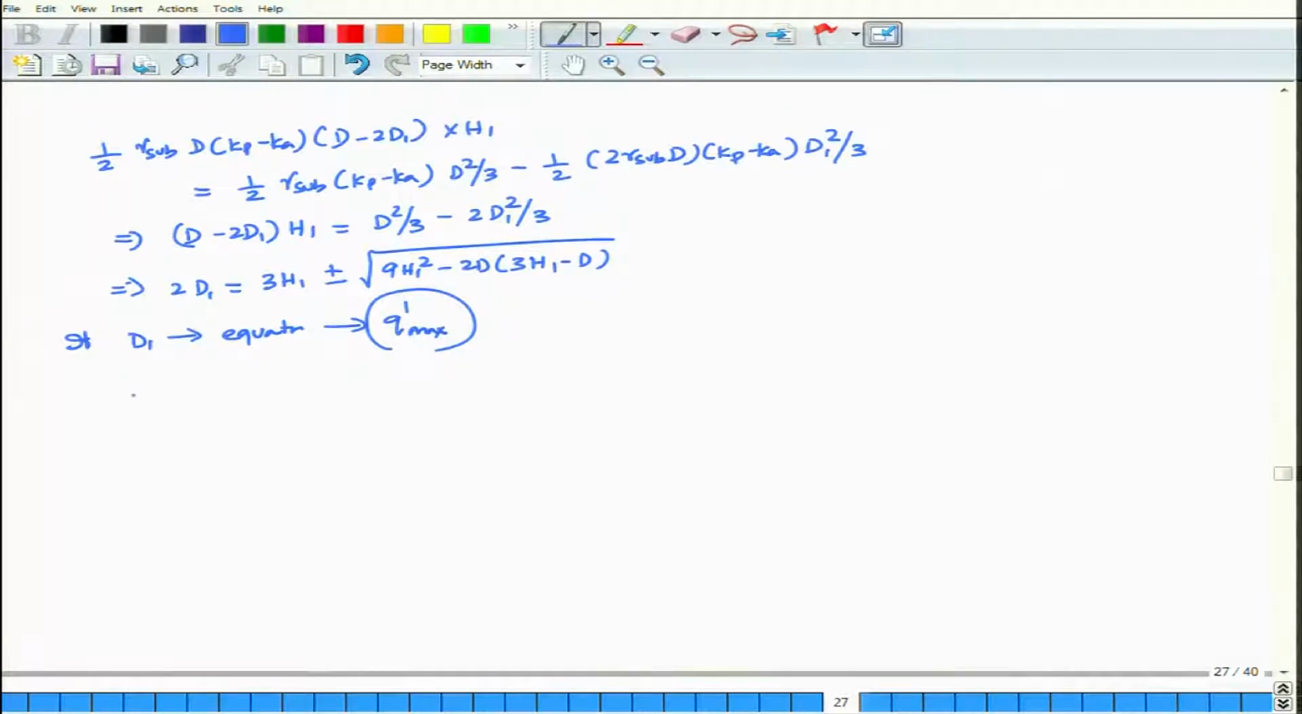Then how do you calculate Kp? Kp is equal to (1 plus sin phi) by (1 minus sin phi). Ka is equal to (1 minus sin phi) by (1 plus sin phi).